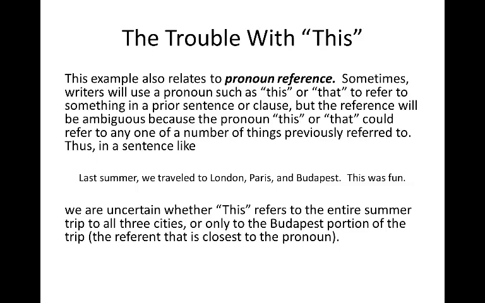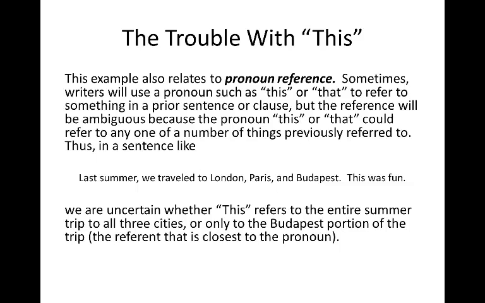Now we come to the trouble with "this." Not the Alfred Hitchcock movie The Trouble with Harry, but rather the trouble with "this." This example also relates to pronoun reference. Sometimes writers will use a pronoun such as "this" or "that" to refer to something in a prior sentence or clause. But the reference will be ambiguous because the pronoun "this" or "that" could refer to any one of a number of things previously referred to.